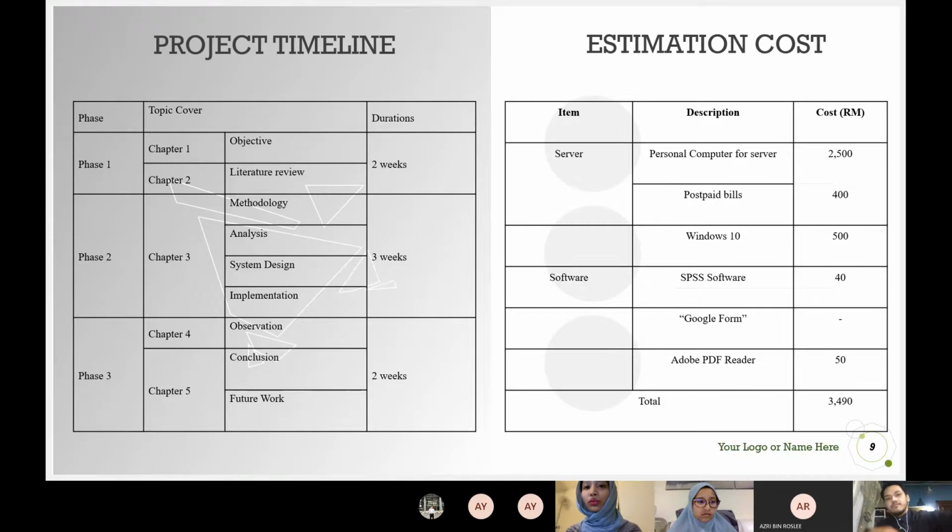Okay, so this is a project timeline. So we are doing this assignment for 7 weeks already, and the estimation cost is around 3,490. Next.